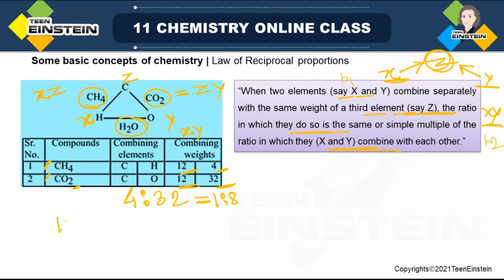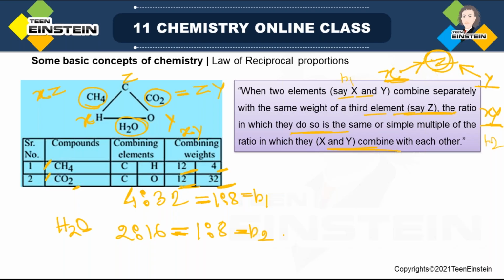Now consider the formula of H2O. What is the mass of hydrogen? 2 from this formula. And what is the mass of oxygen? 16. So again you are getting the ratio 1:8. So suppose this is ratio 1, this is ratio 2. So these two ratios are the same.